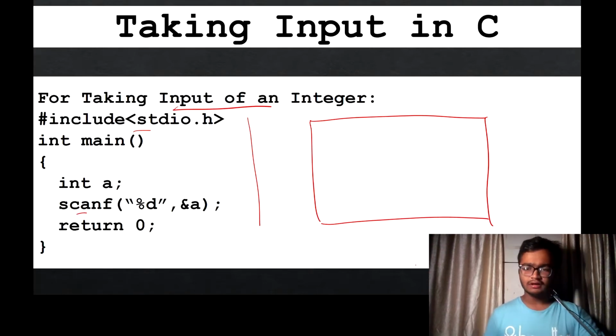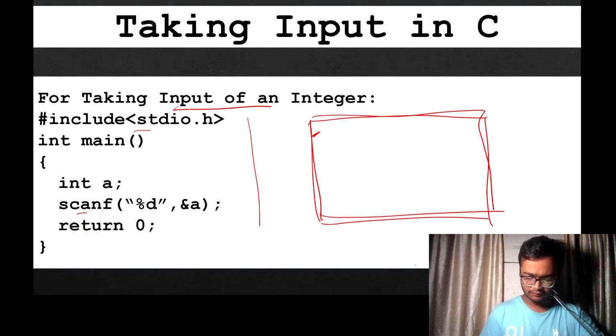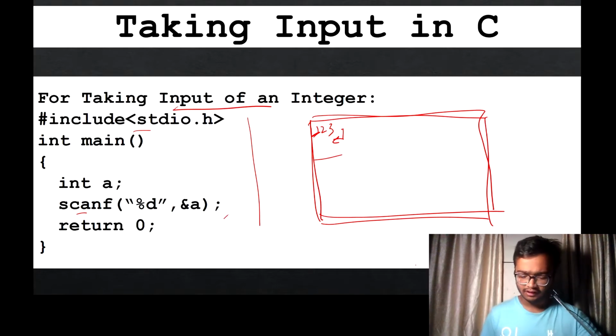So what will the compiler do? The compiler will display the output screen and show a blinking cursor, and there we have to input a number, suppose 123. When we press enter, the program terminates, because there is no printf line, so the program will not print it again. So this was how to take input of an integer.